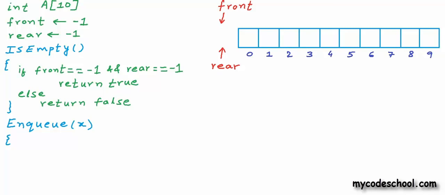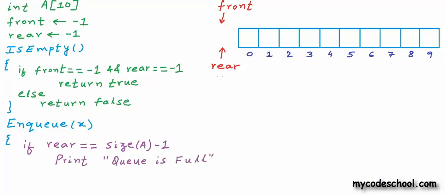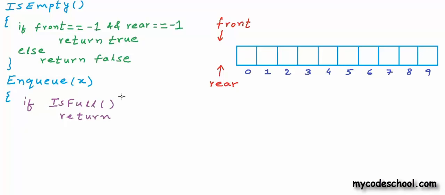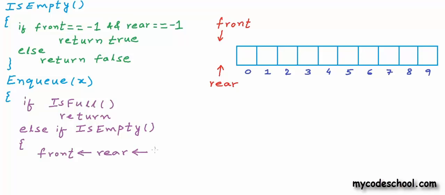Enqueue will take an integer x as argument. There will be a couple of conditions in enqueue. If rear is already equal to maximum index available in array A, we cannot insert or enqueue an element. In such scenario, we can return and exit. I would rather use a function named isFull to determine whether queue is full or not. If queue is already full, we can't do much. We should simply exit. Else, if queue is empty, we can add a cell to the queue.